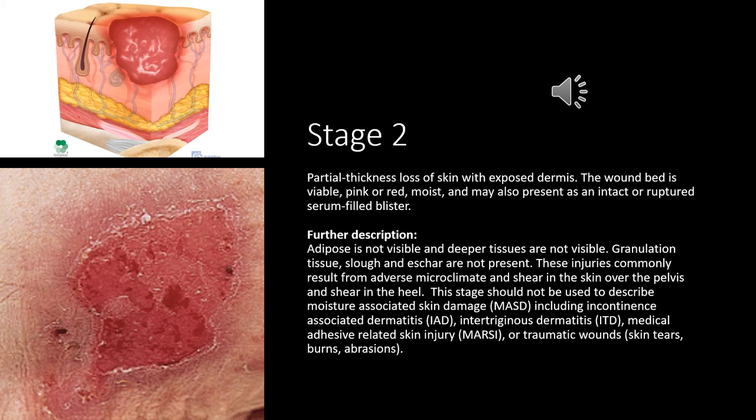These types of stage 2 injuries commonly result from adverse microclimate. So we talked about temperature, we talked about shear in the skin over the pelvis and heel, and we have to make sure that we're not utilizing this stage 2 to describe moisture associated skin damage, incontinent associated dermatitis, any other type of dermatitis including intertrigo where we get moisture under skin folds, medical adhesive related skin injuries, which is removal of tape and kind of peeling the skin off. And it's also not used to describe traumatic wounds such as skin tears, burns, or abrasions.